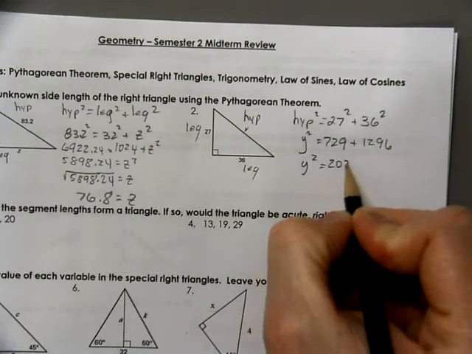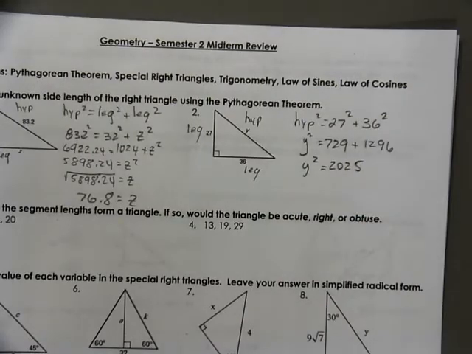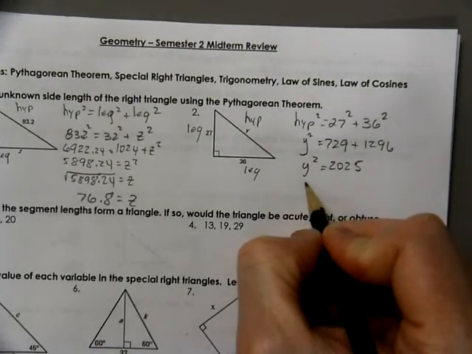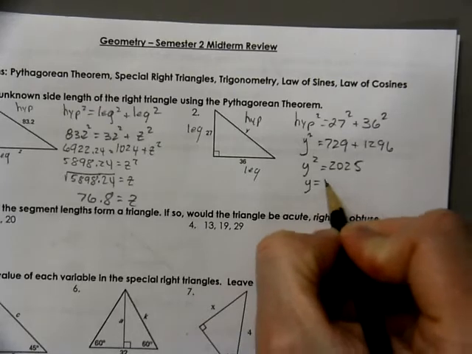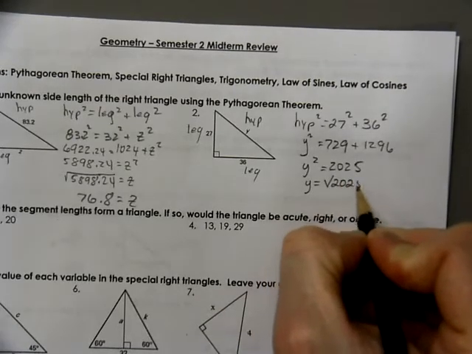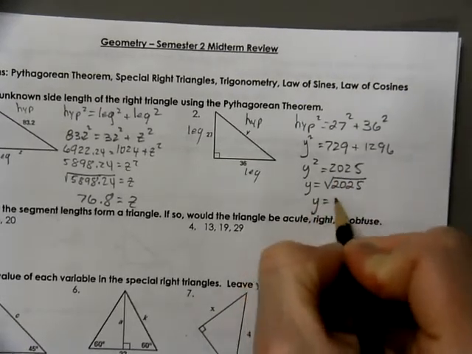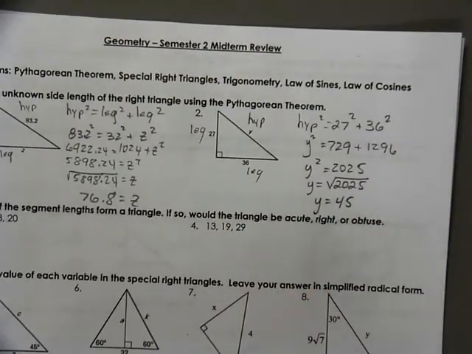We add our numbers together, take the square root of our answer, and that turns out to be a Pythagorean triple.